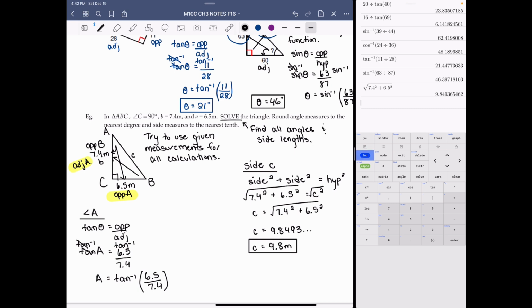Then calculate, second tan in the brackets, 6.5 divide 7.4. Enter. 41.2953. So A is 49.2953... or rounded to the nearest whole number for angles, A is 49 degrees.